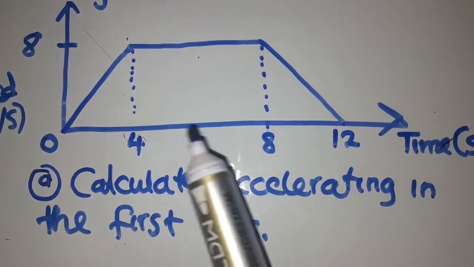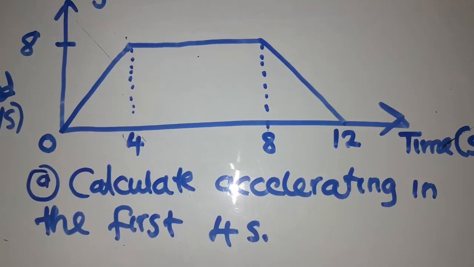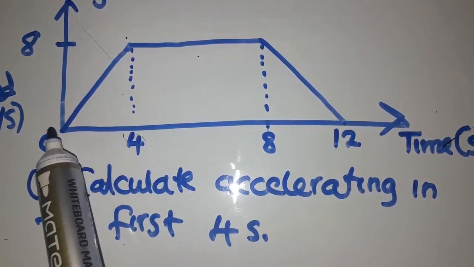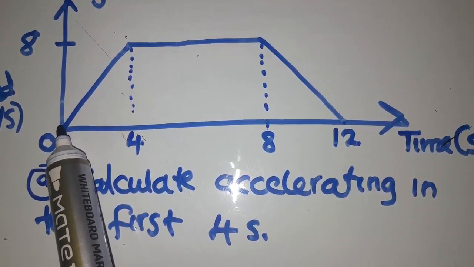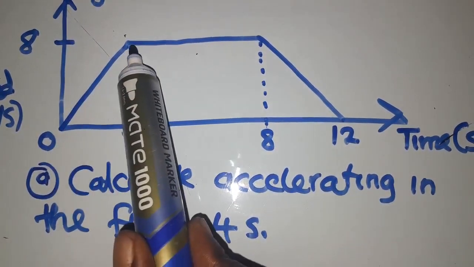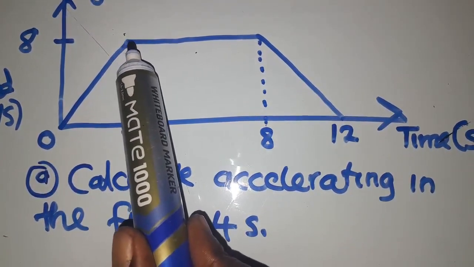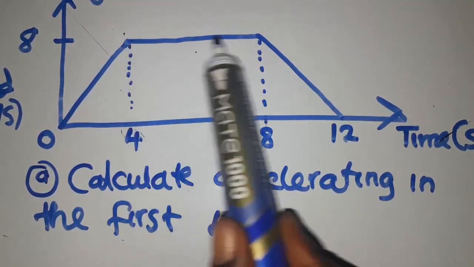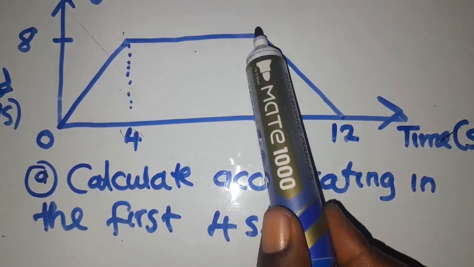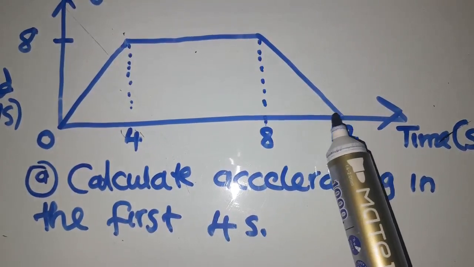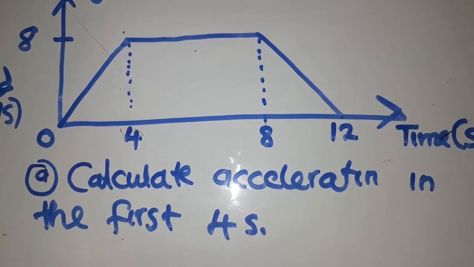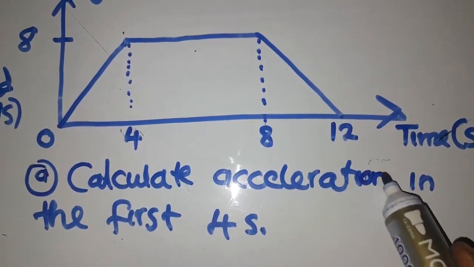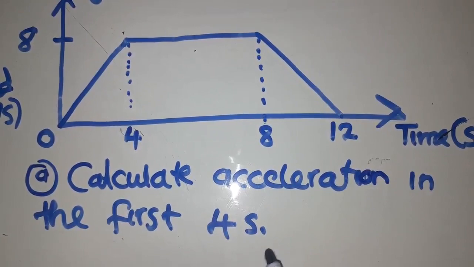So the diagram shows an accelerating car. This car started from rest. From this rest position, it accelerated until it reached that speed. It maintained this same speed. It moved with a constant speed here, but time was increasing. Then it came to rest just like that. The first question we are given is to calculate the acceleration in the first 4 seconds.